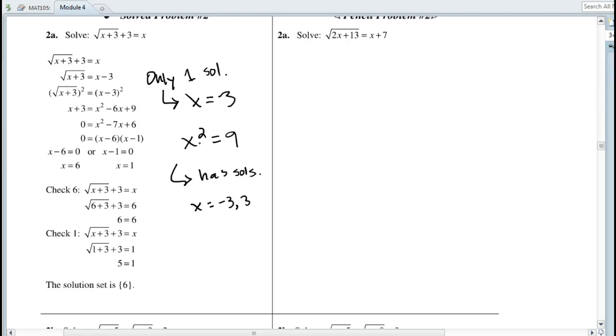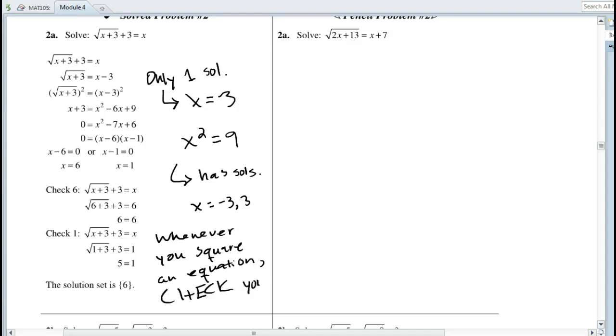So whenever you square an equation, new solutions can just kind of appear, and it's just because when you square a negative number, you can still get the same value as a positive number. So basically the thing you want to do whenever you square an equation is just remember to check your answers. So you need to plug them back in to the original equation.